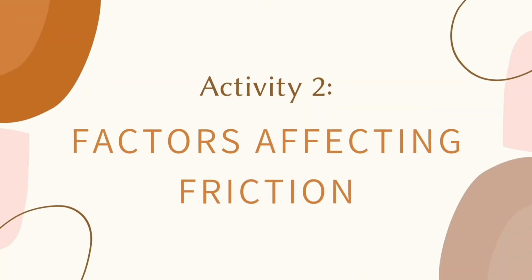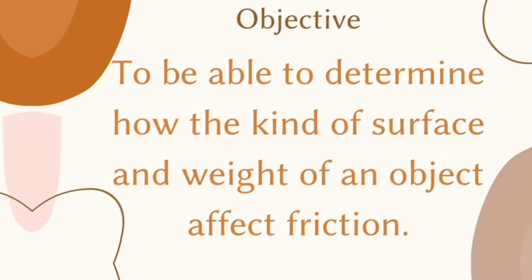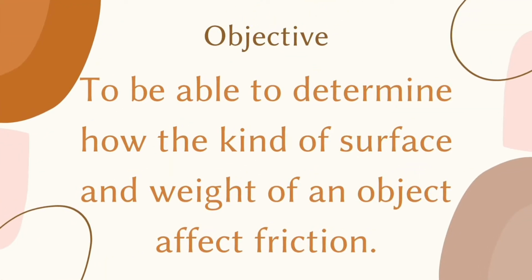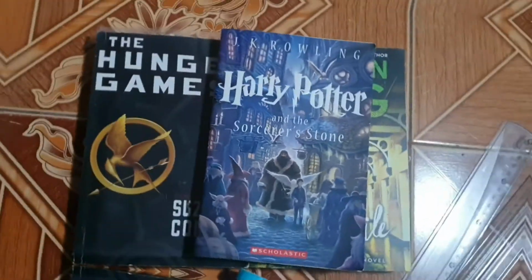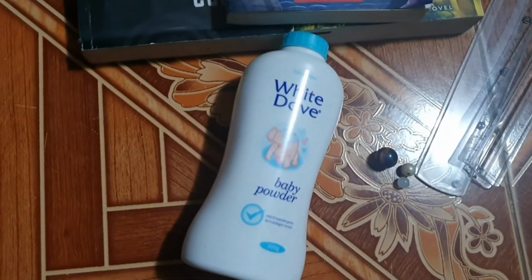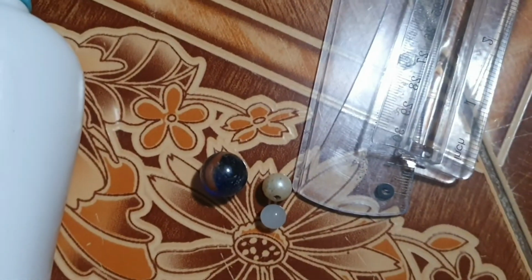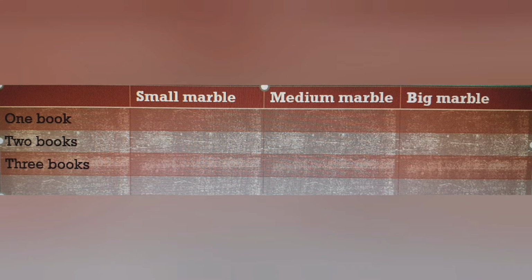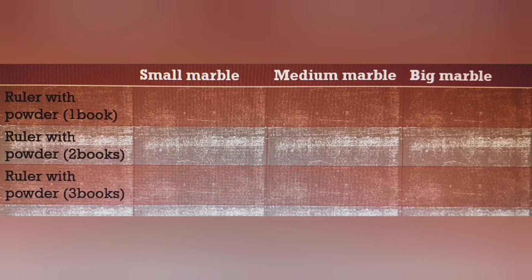Now to help us understand friction better, let's do another activity. Factors affecting friction. And here is our objective: to be able to determine how the kind of surface and weight of an object affect friction. Here are the materials needed: books, rulers, powder, and different sized marbles. We will also be needing a timer, pen, and paper to write down each trial. We need 2 of this for our 2 setups.